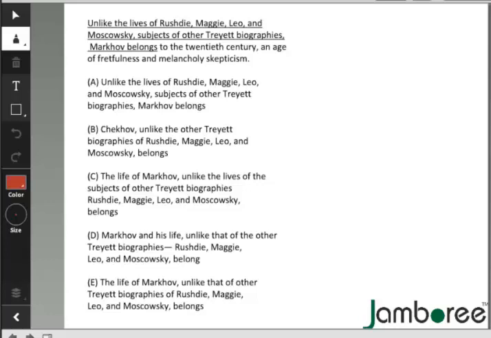Okay, let's see. A lot of it is underlined, so we'll start directly with the options. So "unlike the lives of Markov," so Markov is a person, not life, not comparable, right? Again, this portion you should not be considering at all. This is just describing this Rushdie, blah blah blah. So you don't even have to read this. "Chekhov, unlike the other biographies," so Chekhov is not a biography, right? So this is out. "The life of something, unlike the lives," okay, right comparison, so we'll stick with this.